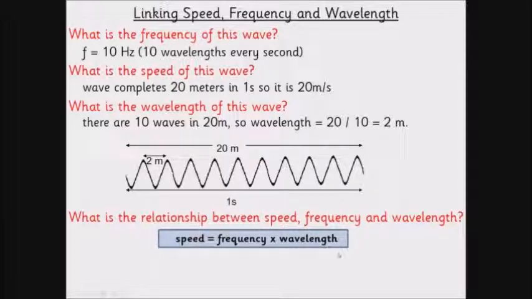So this is an equation that you do need to learn for the specification: speed measured in meters per second, frequency measured in hertz, and wavelength measured in meters.